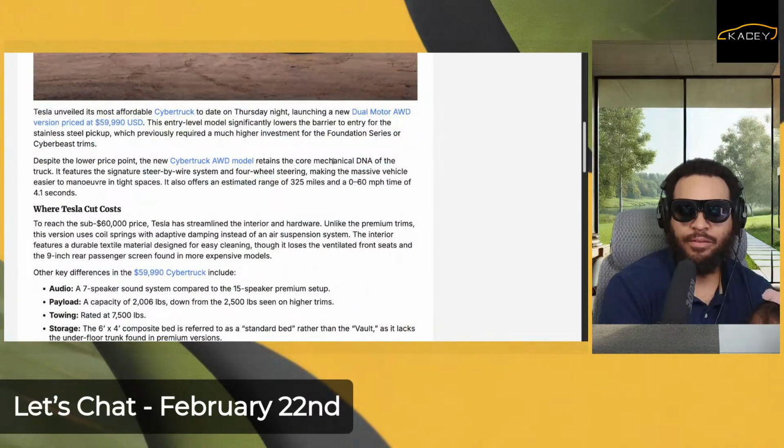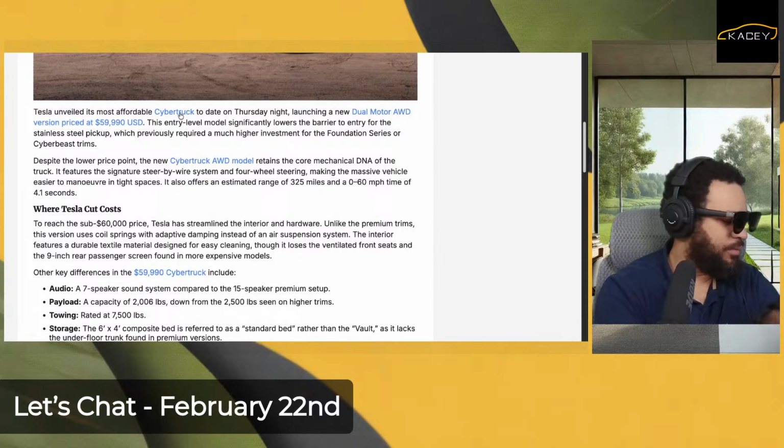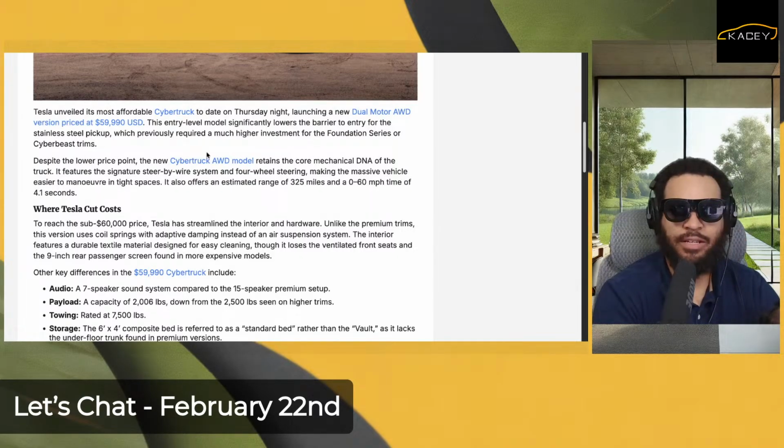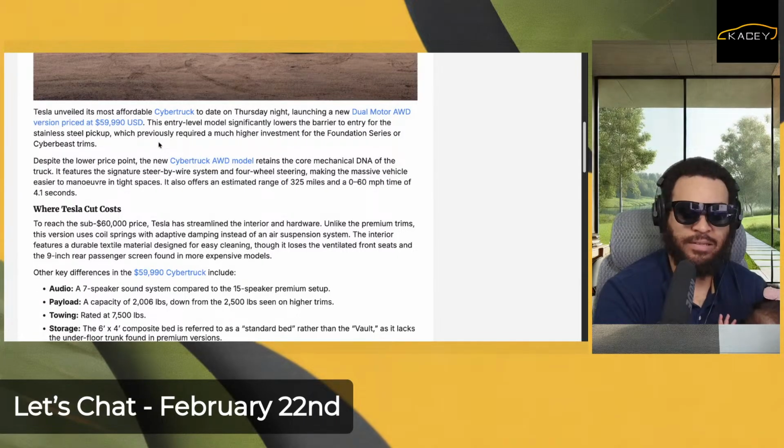All right, let's see. So it's a dual motor all-wheel drive variant. It's got the same battery as we are used to, I believe. They said it charges differently, and some of the folks who nerd out on that a little bit more said it's probably either they have a newer test or they adjusted some fudge factor one way or the other. All right, so this new entry-level model significantly lowers the barriers to entry for the stainless steel pickup. Previously required a much higher investment in the Foundation Series or Cyber Beast trims.